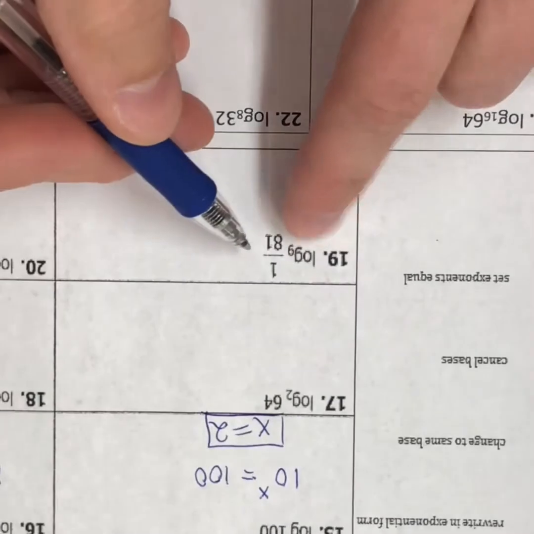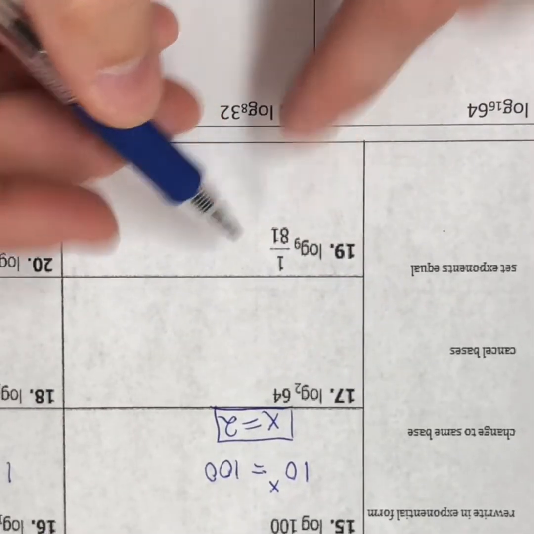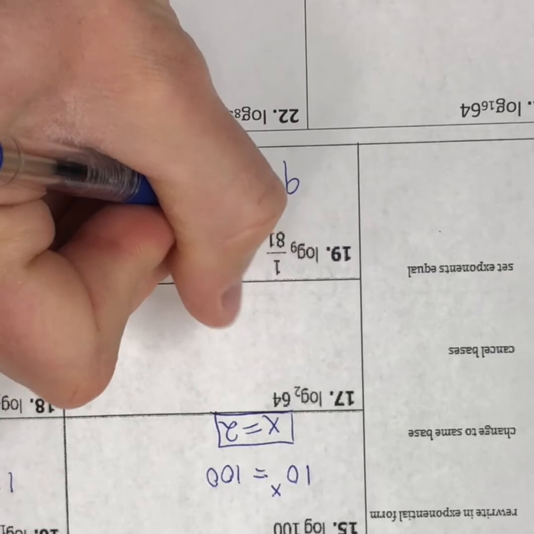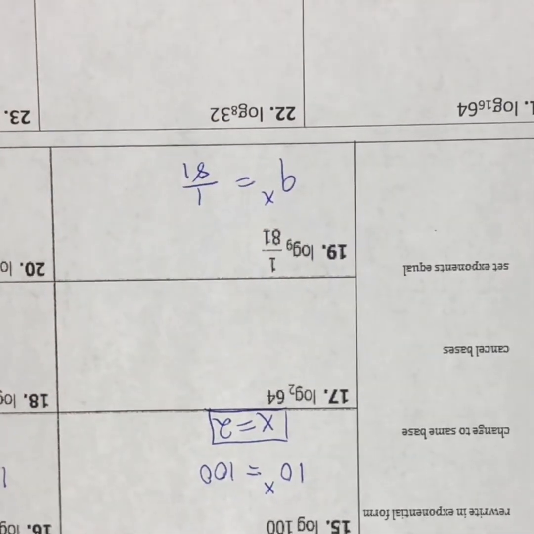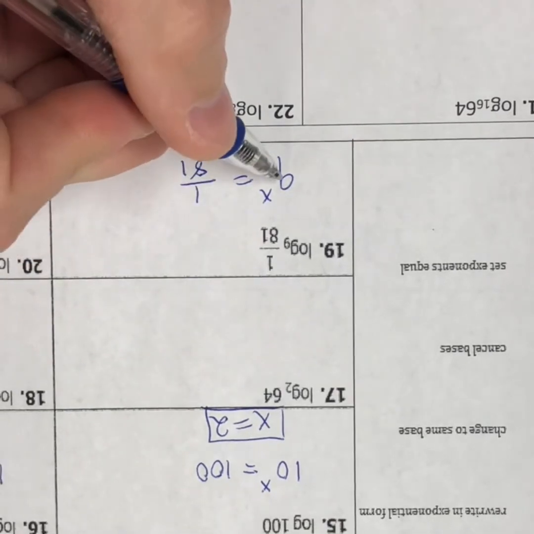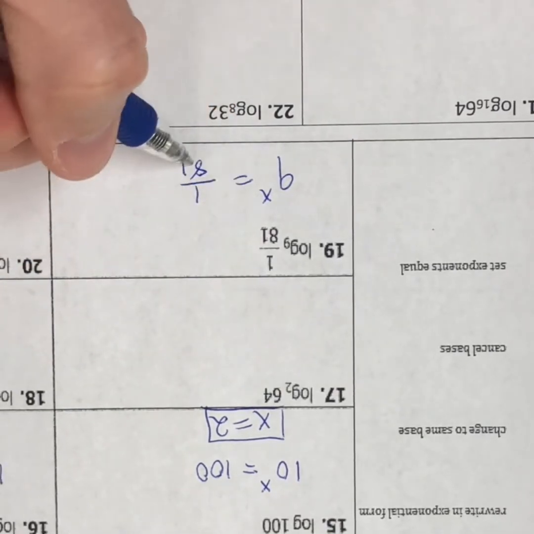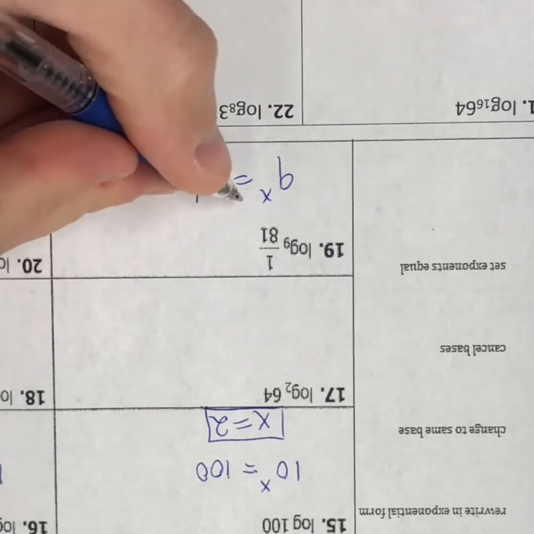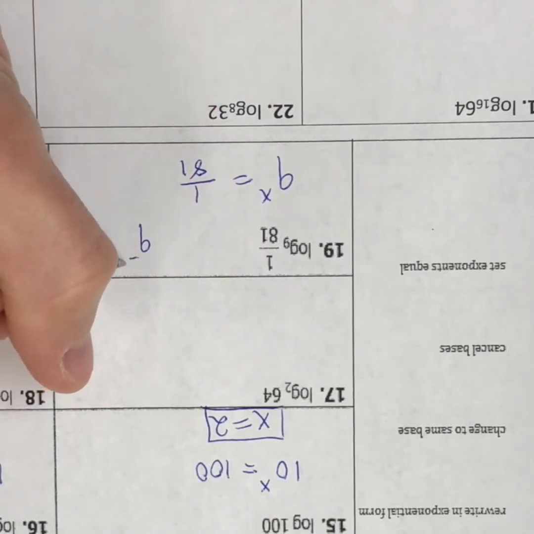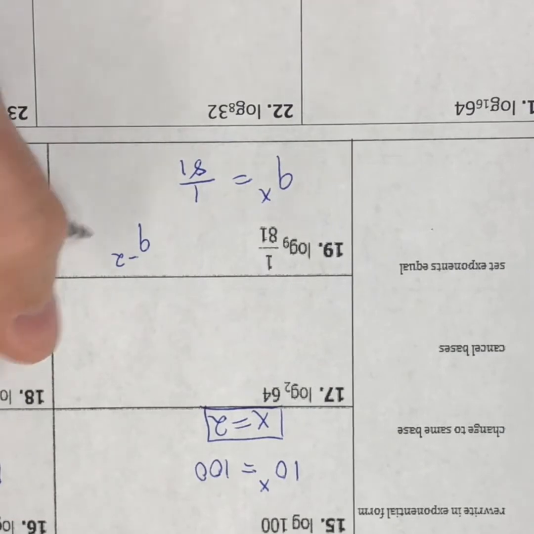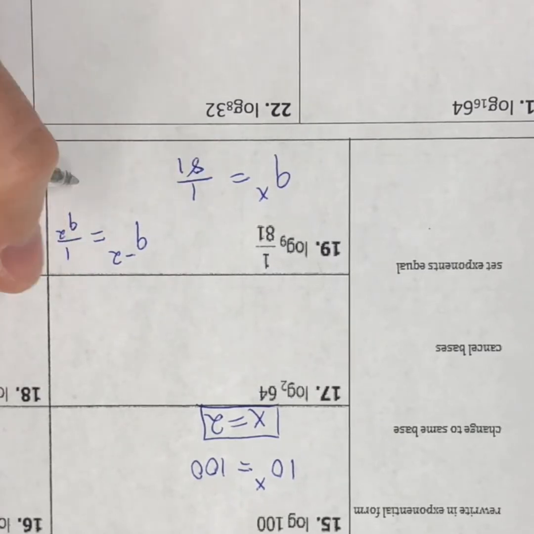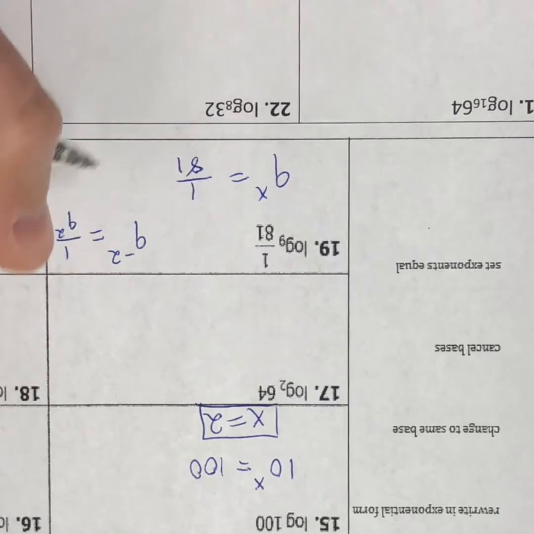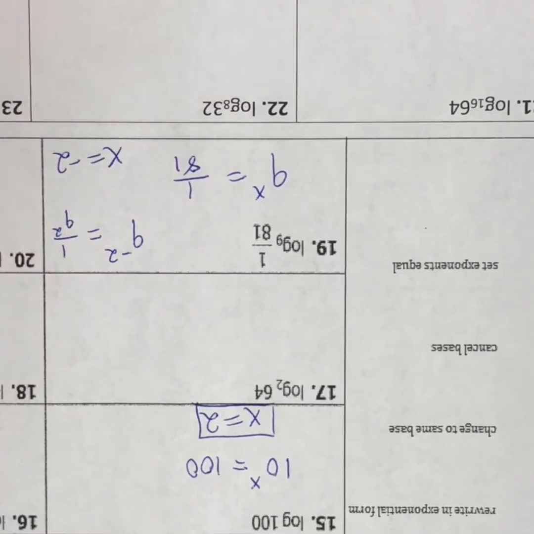All right, when you end up with a fraction, that's something worth noting here. 9 to what power equals 1 over 81? Well, this requires you to remember some of your exponent rules. When you raise a number to a negative exponent, it will bump it to the denominator to make it positive. So in this case, 9 to the negative second power is equal to 1 over 9 squared, which we know is 1 over 81. Okay, so in this case, x equals -2.